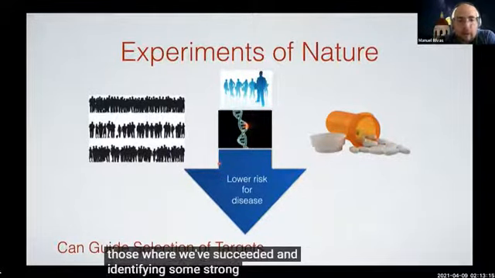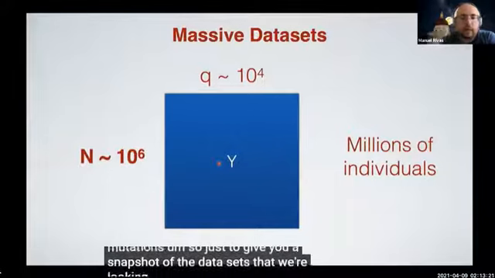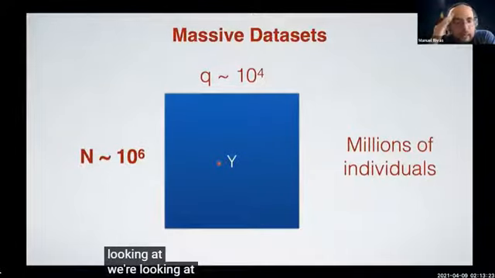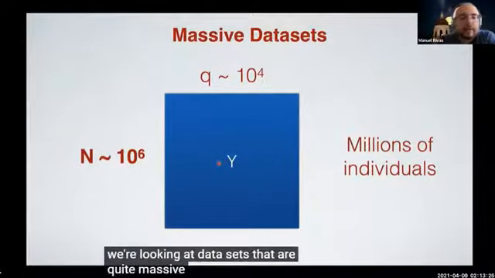So just to give you a snapshot of the data sets that we're looking at, data sets that are quite massive in scale, from millions of samples to tens of thousands of measurements. So how do you then identify and hone in, among tens of millions of genetic variants? So how do you hone in into specific genetic hypotheses that you want to follow up later?